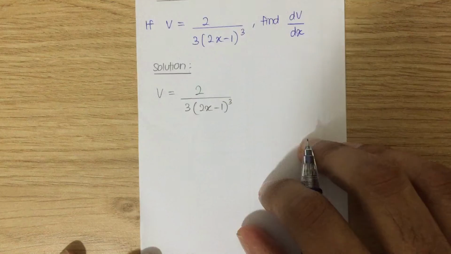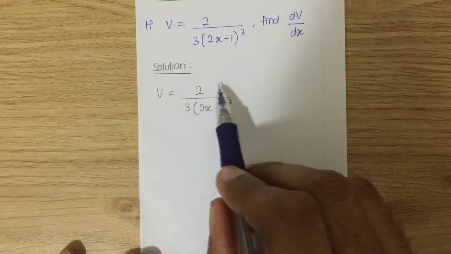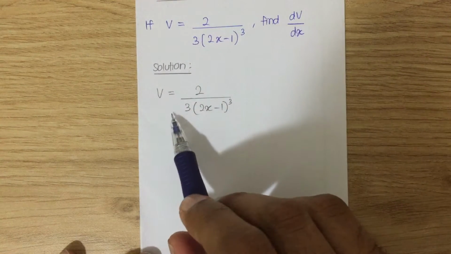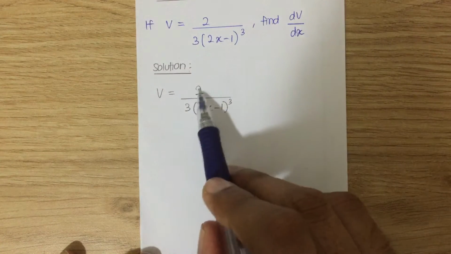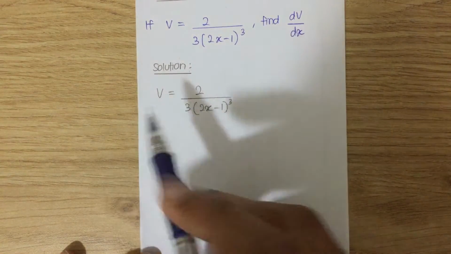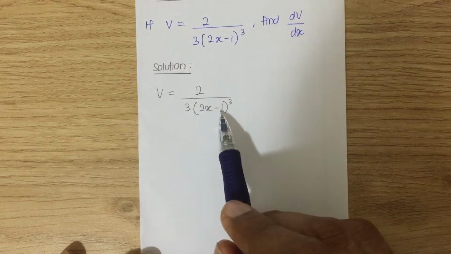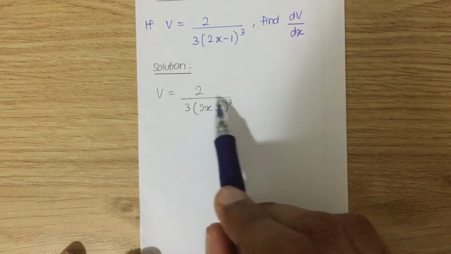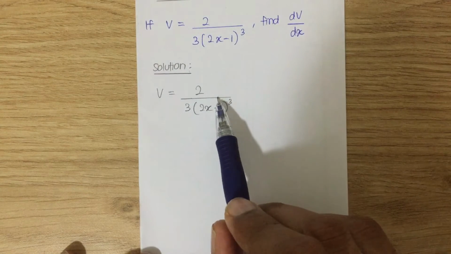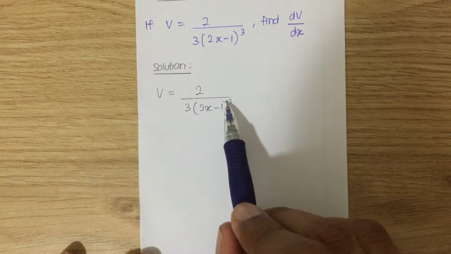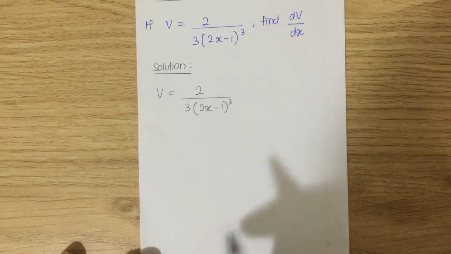Whenever you want to perform the differentiation, it is better for us to split the constant outside. In this case, the constant is in the form of a fraction, 2 over 3, so we can split them. And this (2x minus 1) cubed, instead of placing it in the denominator, we're going to move it to the numerator. When you move it, your index of 3 will become negative 3.